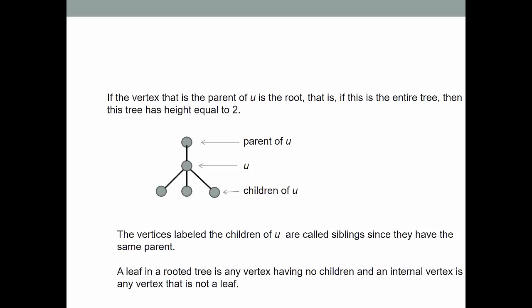Every vertex of degree 1 is called a leaf node. That is, all the vertices that have no children are leaves. All the other vertices that are not leaves are called internal.